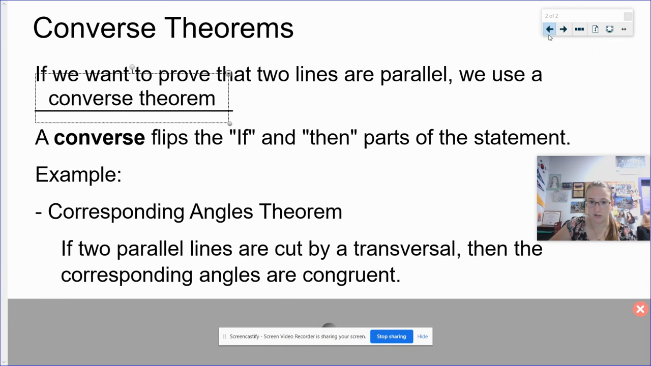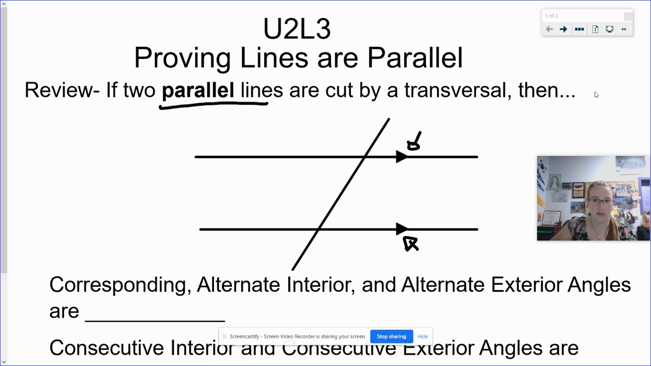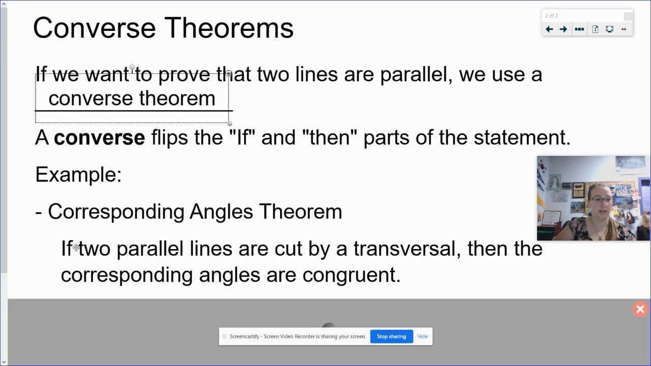So again, if we look back, I had if and then. In geometry, we have a lot of statements like this. They're actually literally called if-then statements. If this is true, then this is true. If two parallel lines are cut by a transversal, then the corresponding angles are congruent. So this is, again, what we've learned so far. Here's parallel lines, therefore these relationships are true. What a converse theorem does, again, is it flips these statements and creates a still true statement.